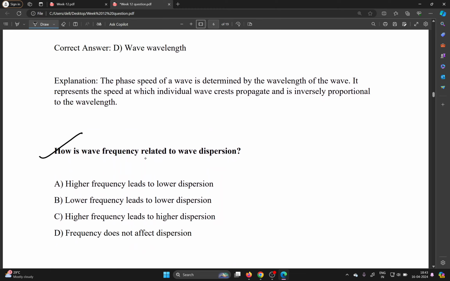How is the wave frequency related to wave dispersion? Wave frequency and wave dispersion. Let's suppose we represent it as dω, how does it relate? Higher frequency leads to lower dispersion. Lower frequency leads to lower dispersion. Higher frequency leads to higher dispersion. Frequency does not affect dispersion.